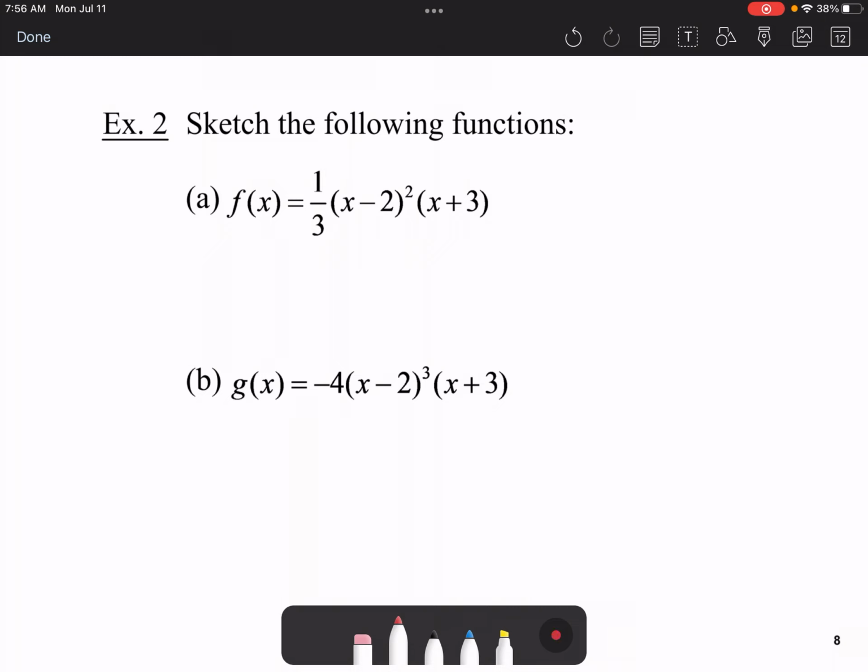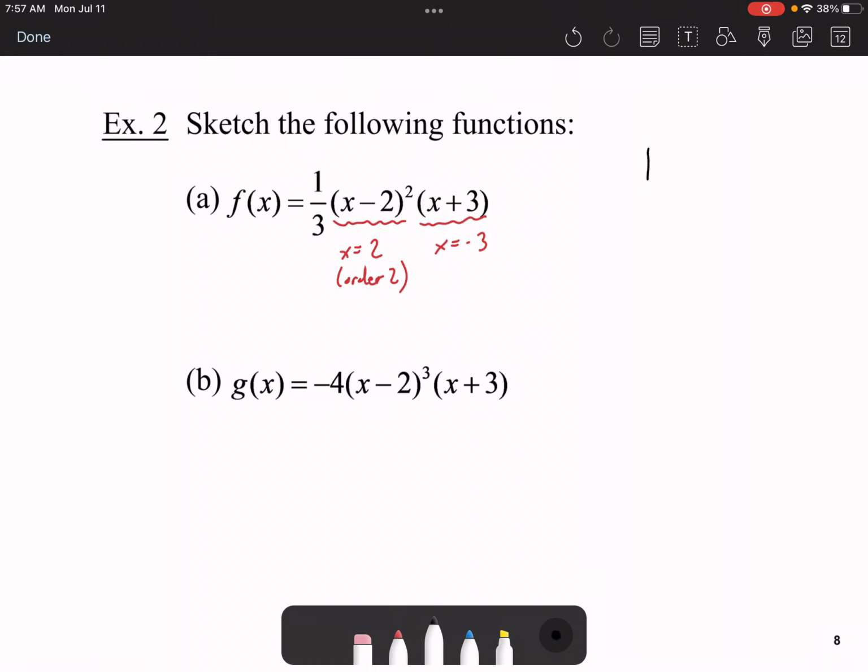Okay, so here, based on this function, f of x equals 1/3 times (x minus 2) squared times (x plus 3), I notice one of my zeros is x equals 2. You don't have to set it equal to 2 and solve. You can just see it right there. The other zero I have is x equal to negative 3. The only one, x equal to 2, is of order 2. So that means it's going to touch the x-axis and just bounce right off.